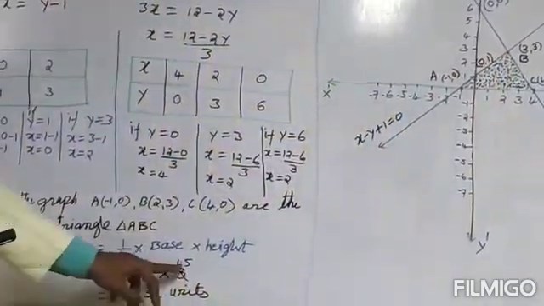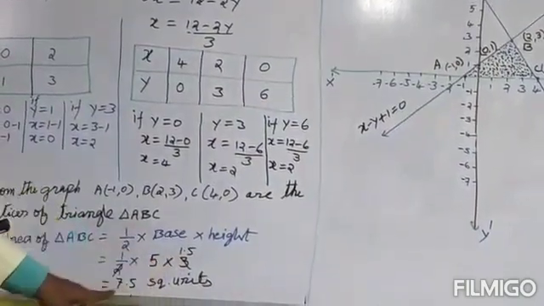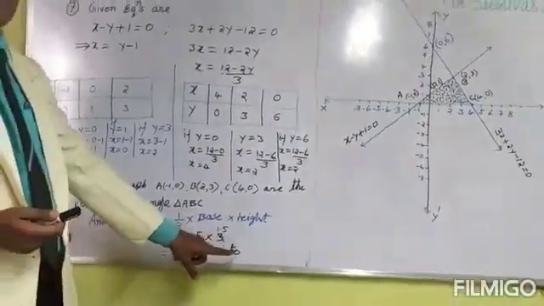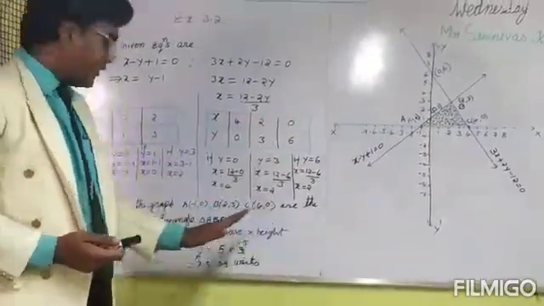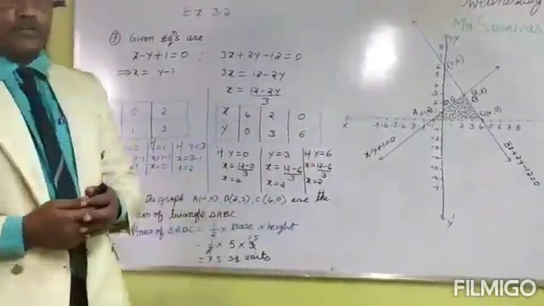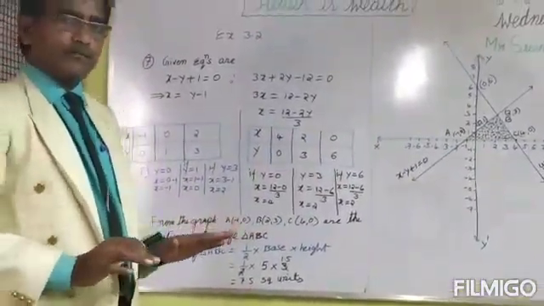So cancel by 2, you are getting 1.5. So multiplying this, you are getting 7.5 square units. The area of this triangle is 7.5 square units. Clear to you everybody? Okay.